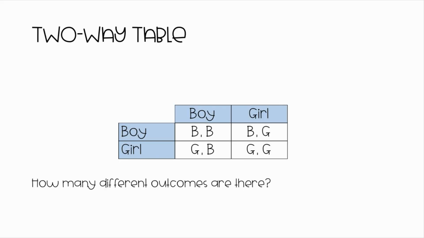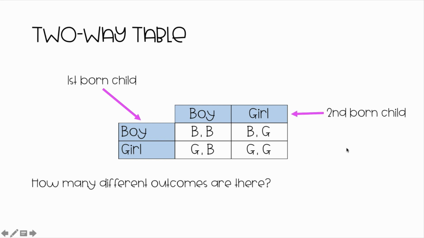A two-way table looks like this, where we have our column headings and our row headings. The rows represent one certain event and the columns represent another event. In this case, this event here represents the firstborn child being either a boy or a girl, and this one here represents the second-born child.